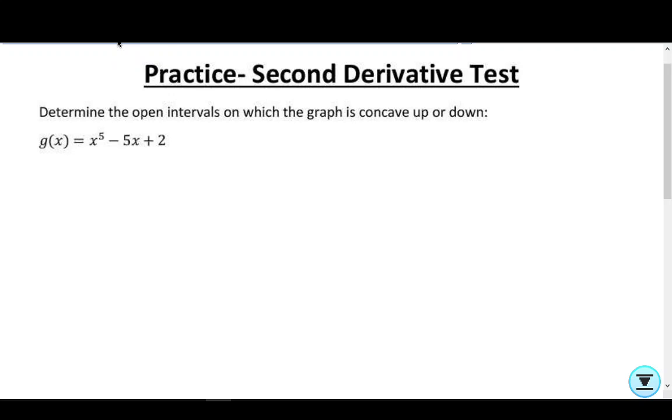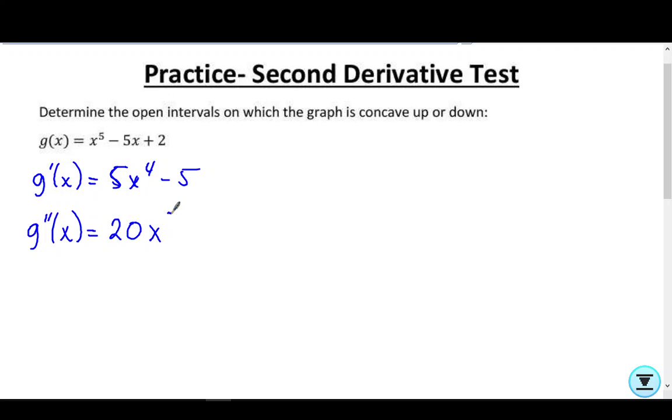So basically, you start by finding the second derivative, because that's what tells us concavity. So you have to first find the first derivative. So 5x to the fourth minus 5 is the first derivative. But we need concavity, so we need the second derivative. So you get 20x cubed.